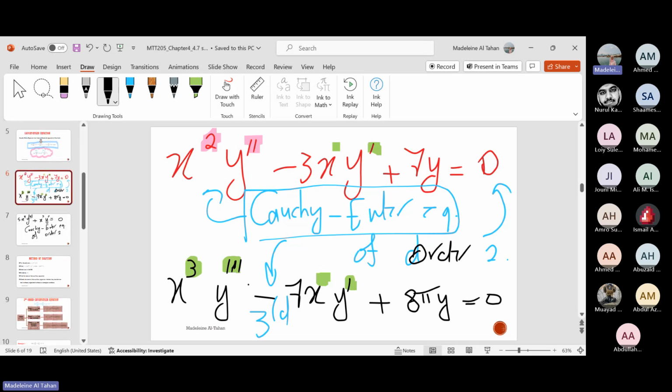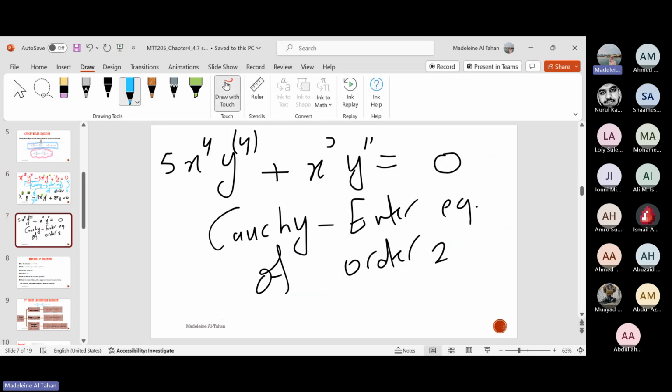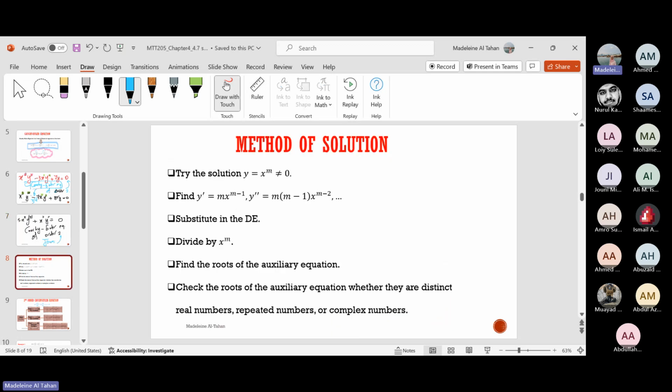Now, our main objective is not just to determine whether it's a Cauchy-Euler equation or not. Our main objective is to solve it. So how do we solve it? Do you still remember when we have constant coefficient, we start the trial solution as e power mx, and then we find the auxiliary equation. Here, instead of e power mx, we start with x power.